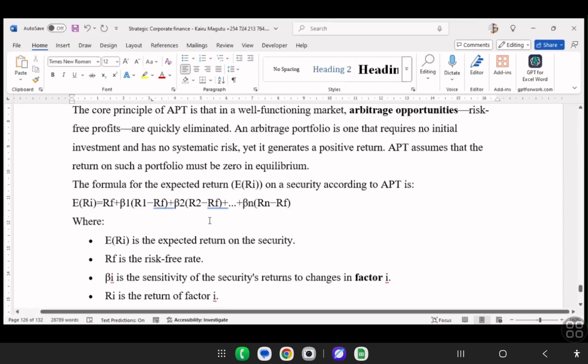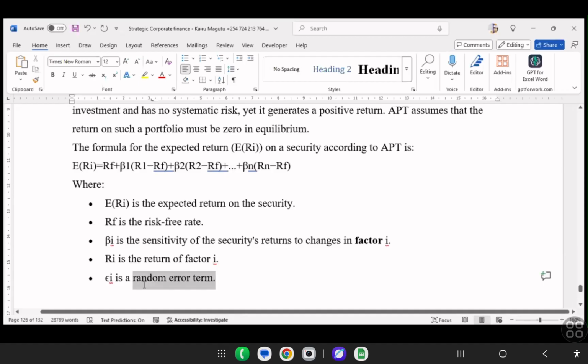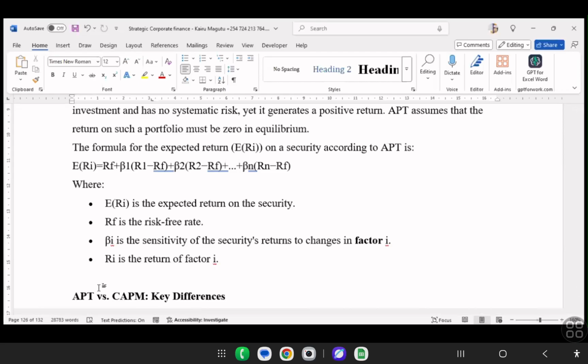According to Ross and Roll, they gave the formula as follows. Expected return I is the expected return on the security, RF is the risk-free rate, BI is the sensitivity of the security return to change in factor I, and this is what we call the beta factor. RI is the return of factor I. Then I want to ignore this part. This one will not be relevant. So if this is the case, Ross and Roll helped in determining the return of a security in a multi-factor environment. I want you to ask a question before I proceed with the comparison with the capital asset pricing model.